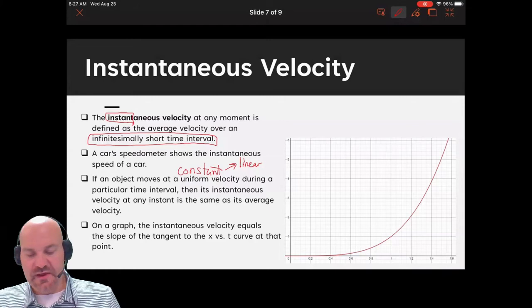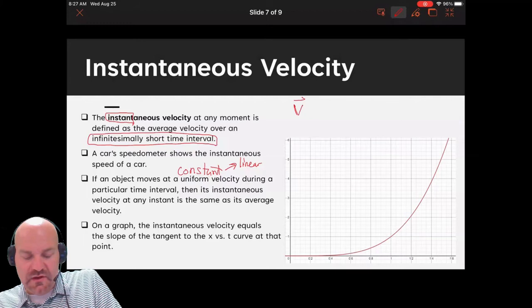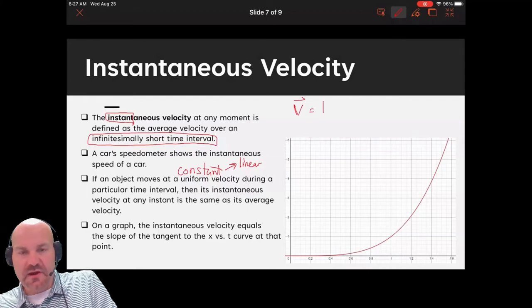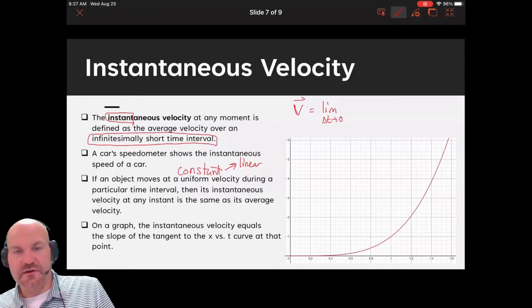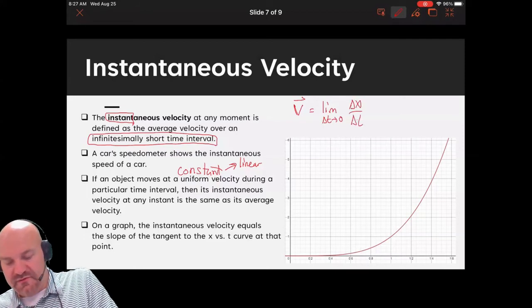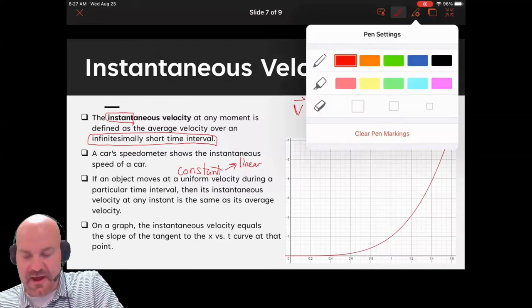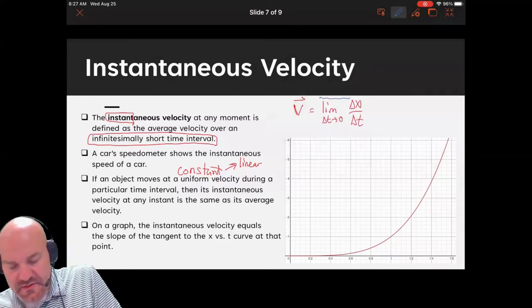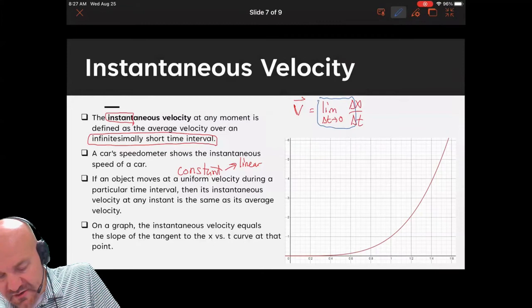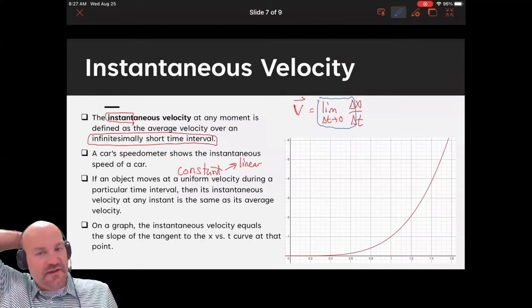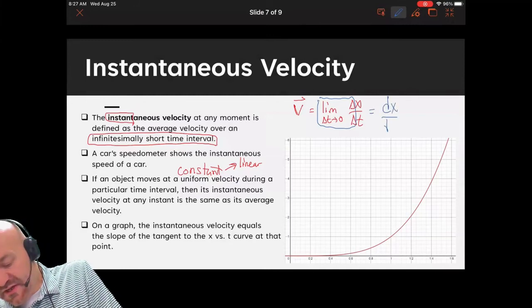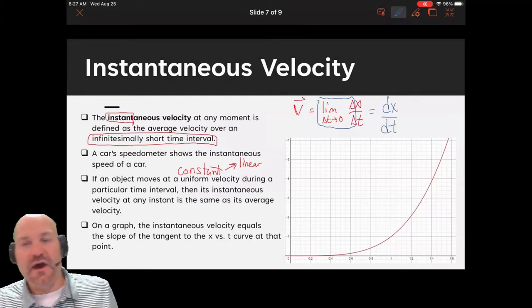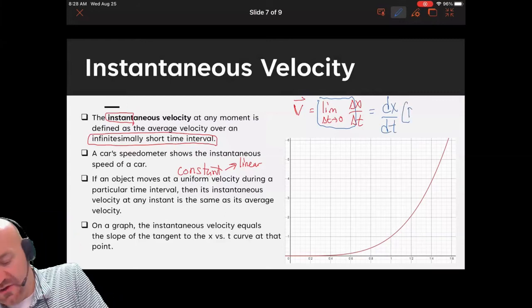So if I'm looking for the instantaneous velocity, what I'm going to do is take the limit as delta t approaches 0 of my velocity equation. And what happens is this combination, essentially the limit as delta t approaches 0 of these deltas, translates to the calculus concept of a derivative.